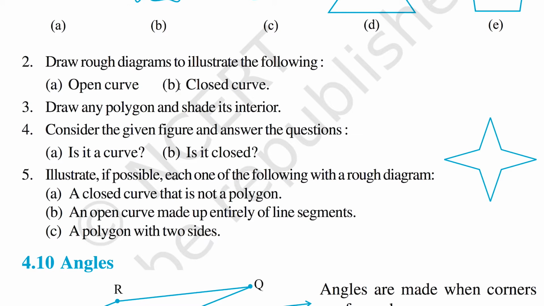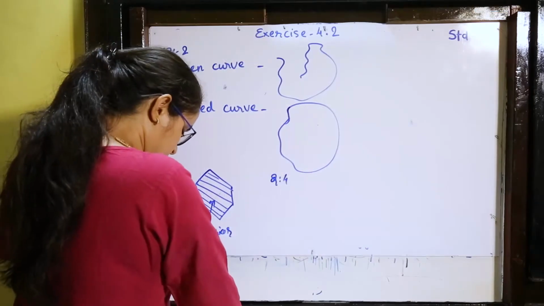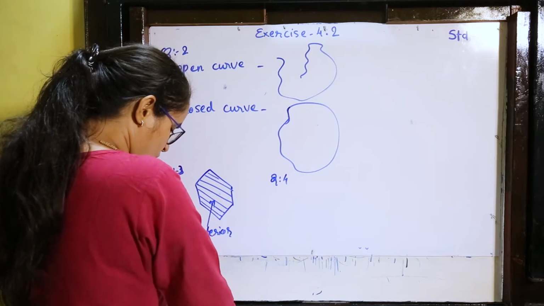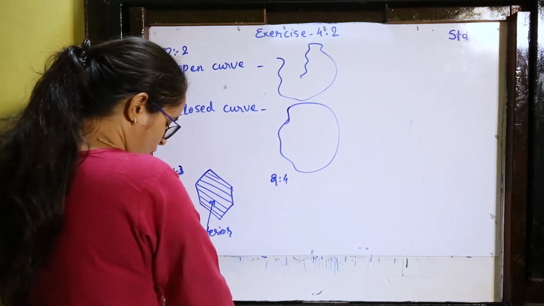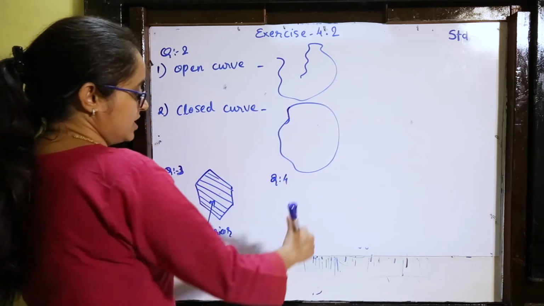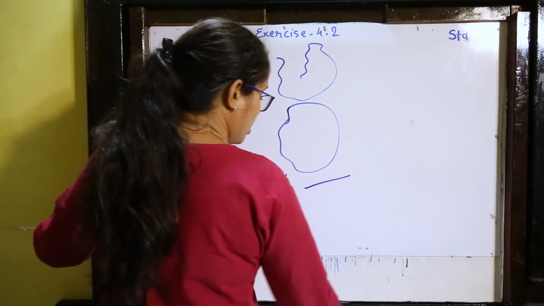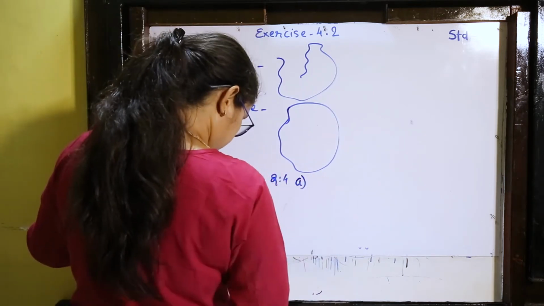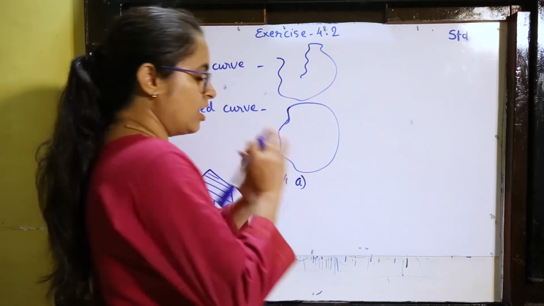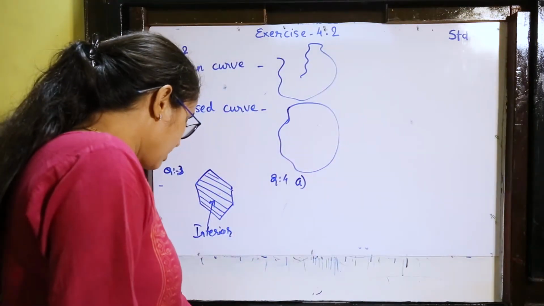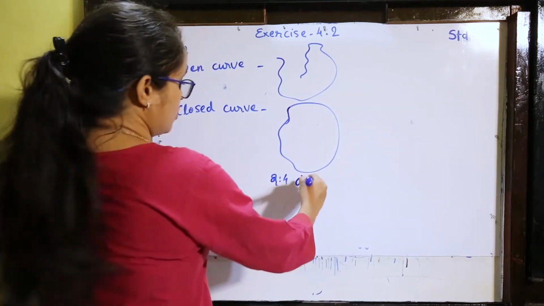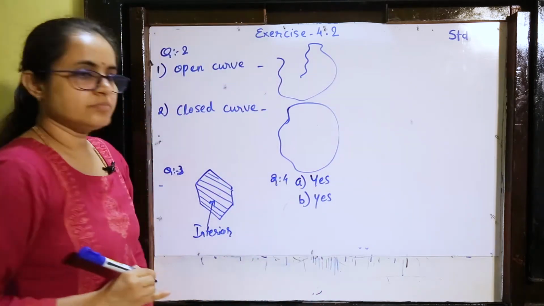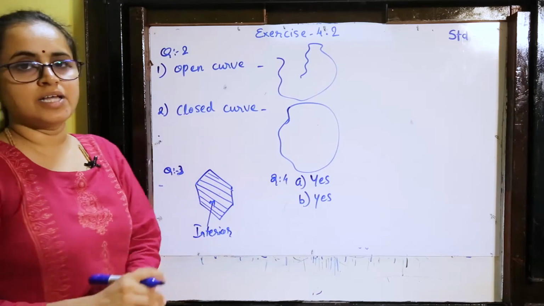Is it curved or closed? So it is a closed figure. So you have to tick B, that it is a closed figure. Is it curved? No, it is not curved because it is straight. It is straight everywhere, so not curved, it is a closed figure. So the answer for A will be no, sorry, yes, sorry. I'm so sorry children. It is curved, yes, closed curve. So yes, and the answer for B will also be yes. So in question 4, A and B both answers are yes.